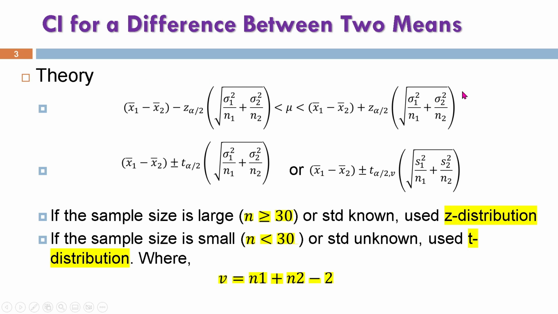So for this video, we'll focus on the first case first. First case, where both sample sizes are greater than or equal to 30 or the standard deviations are known. Then we use the Z distribution.